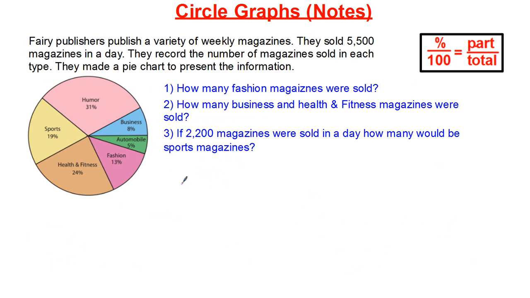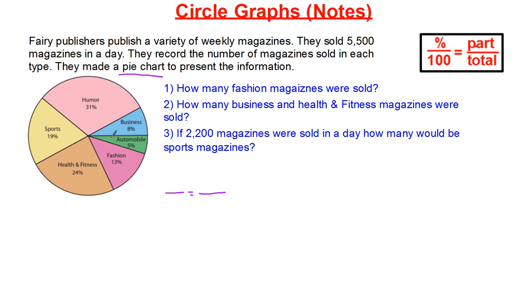Fairy Publishers publish a variety of weekly magazines. They sold 5,500 magazines in a day. They record the number of magazines sold in each type. They made a pie chart to represent the information. All right, so notice how I use pie chart as opposed to circle graph. It's the same thing. So how many fashion magazines were sold?